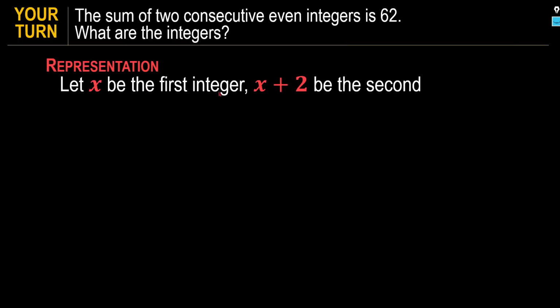X ang first integer ko, x plus 2 yung second. Ano sabi sa problem? The sum of those two consecutive even integers is 62. So, napakadali. Ang equation ko, itong dalawa, x and x plus 2, add ko lang, ang sagot daw dapat ay 62. Di ba? These two stages, yan yung critical talaga sa solving problems.